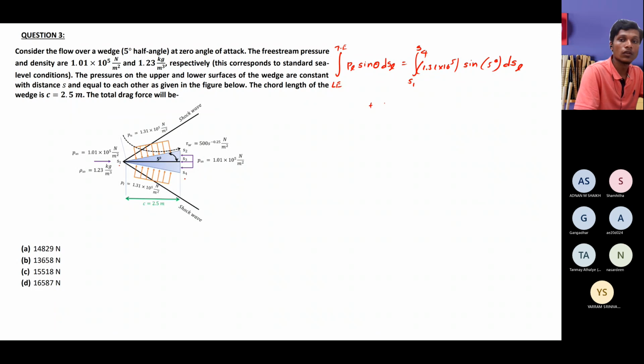And then another component you have is from surface S4 to S3. From S4 to S3, what do you have? 1.01 times 10 to the power 5 times sine of minus 90 degrees. Just apply the same principle that we did already, and you will get this format. And again, you need to take the constant values out and integrate over the surface. Let me show that.